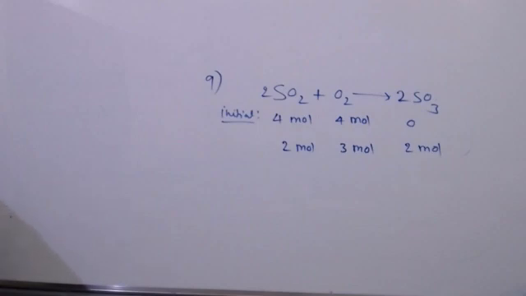Okay, question number 10. The solubility product of a salt AB is 1 into 10 power minus 8 M square. In a solution in which the concentration of A plus ions is 10 power minus 3 M, the salt will precipitate when the concentration of B minus ion is kept.